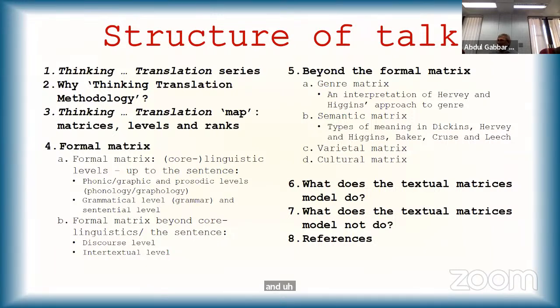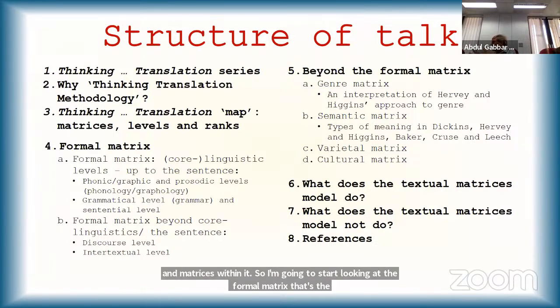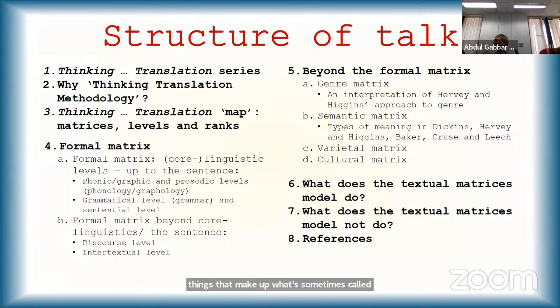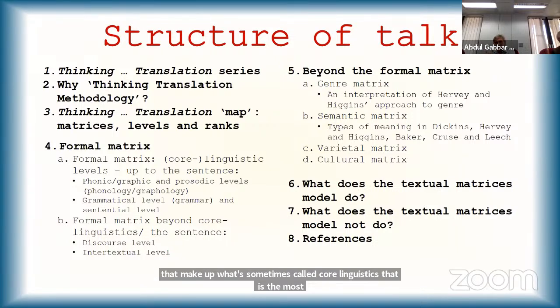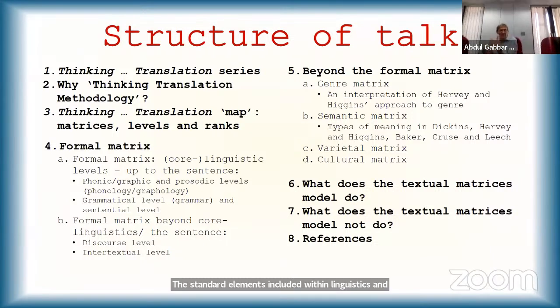Secondly, I'm going to introduce this map, this textual matrices map. Thirdly, I'm going to look at the levels and matrices within it. So I'm going to start looking at the formal matrix. That's the things that make up what's sometimes called core linguistics. That is the standard elements included within linguistics. And they really are phonology, morphology, phonology and grammar, if you like.